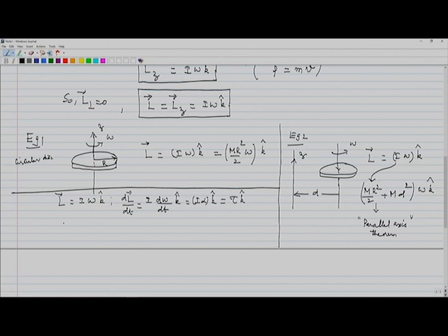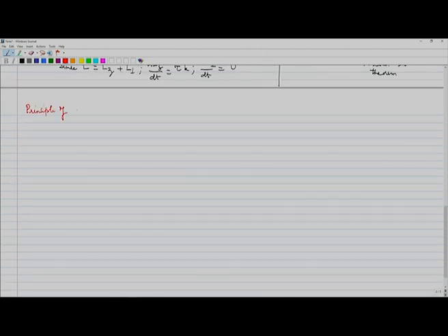So now we calculate, since L is equal to Lz plus L perpendicular, so what do we get? dLz/dt is equal to tau times k, and dL perpendicular/dt is equal to 0. Now this gives rise to the principle of conservation of angular momentum.